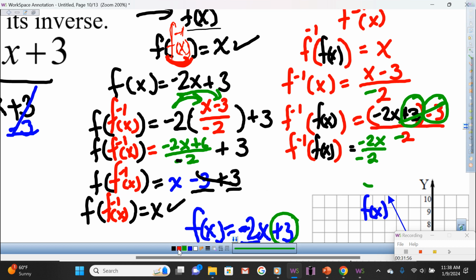All right. Here we go. F inverse of f of x equals. What is negative 2 divided by negative 2? 1, and that leaves us with x. Did we get what we started with? Yes.